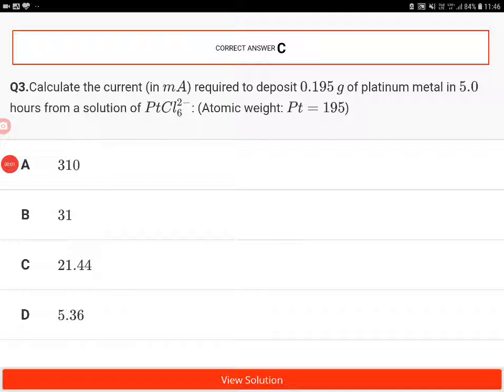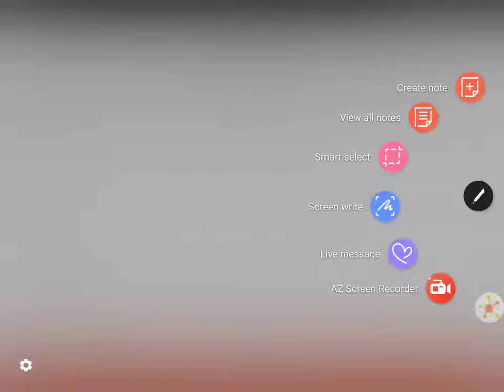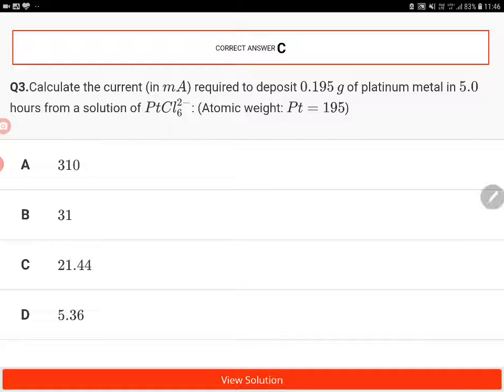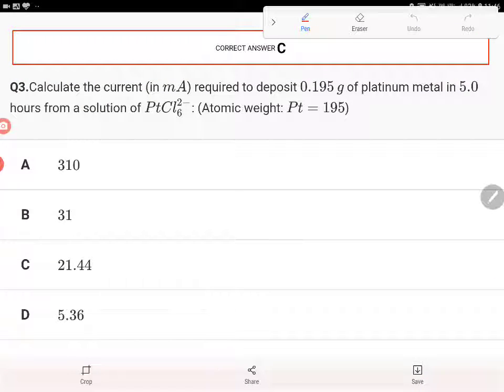Yes, this question is also from Faraday's first law. Calculate the current in mA. What is mA, children? You have to understand that first. If you do not know these symbols, it will be a little bit difficult for you to solve these questions, or it may lead to a wrong answer.